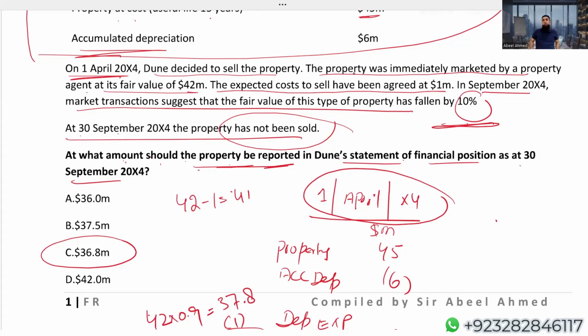Some of the students have very good understanding of IAS and IFRS. They might stop here for a while, thinking the year end has come, the property was not sold, but still we are applying IFRS 5. The answer is, from the day we applied IFRS 5 till the year end, only 6 months have passed, not more than 12 months. Okay. Any question? It is helpful. Thank you.